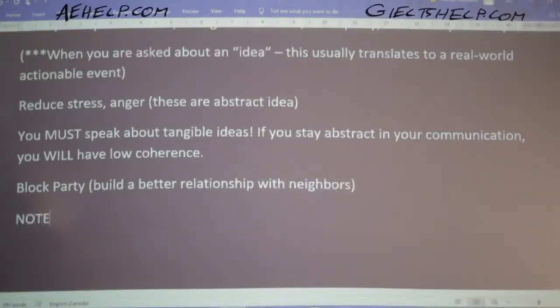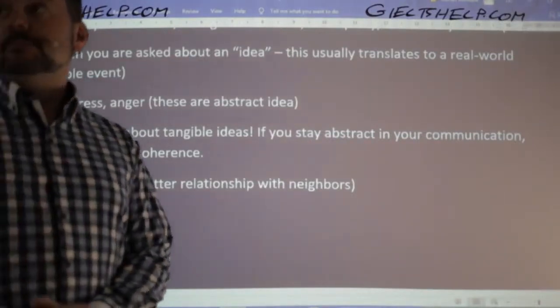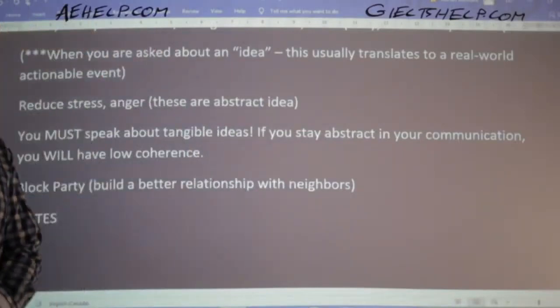Okay, I'm going to have to move a little bit quicker because I've used a lot of time to explain these. All right, so let's build our notes.